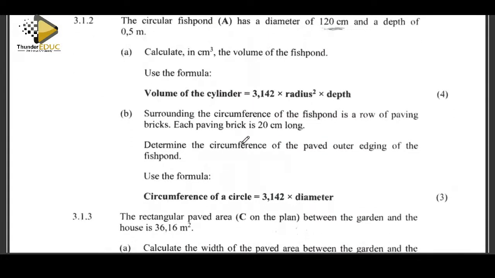3.1.2. A circular pond A has a diameter of 120 centimeters and a depth of 0.5 meters. Calculate in centimeters cubed the volume. They have given the formula, but they want the answer in centimeters. The depth had to change to centimeters. Meters to centimeters, we multiply by 100 and the answer becomes 50 centimeters.